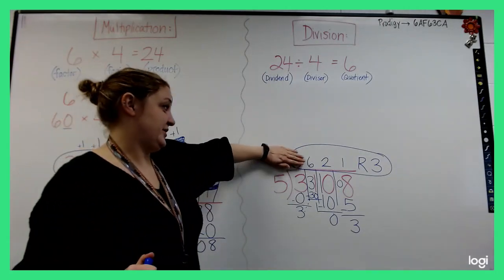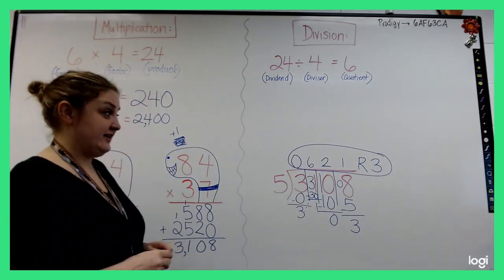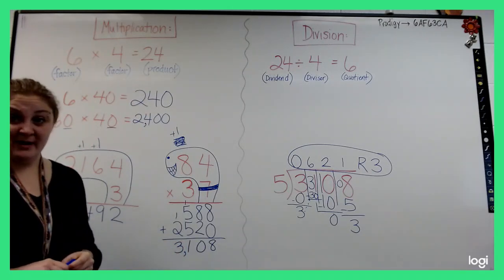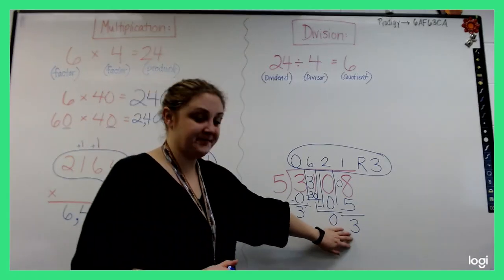You would not have to include that 0, right? But 621 remainder 3, that's the complete answer. If you have a remainder, you have to include it in your answer, okay? You cannot leave it down here.